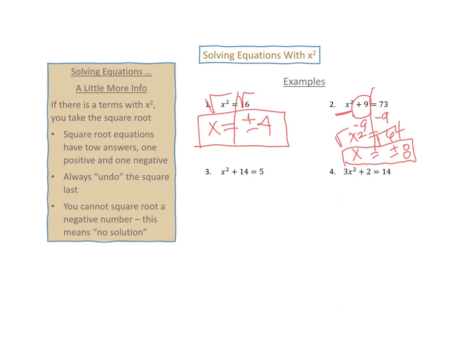Take a moment to see if you can do 3 and 4. Stop the video, try and do them, and get the answer. Worst thing that can happen is you get the wrong answer. Doesn't matter. It's one way we learn when we get the wrong answer, right? Stop the video now and do 3, x squared plus 14 equals 5, and 4, 3x squared plus 2 equals 14. Solve them both for x.